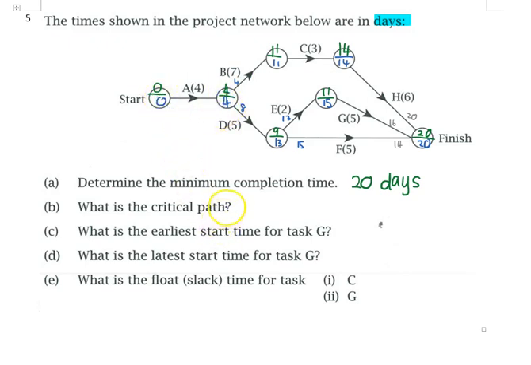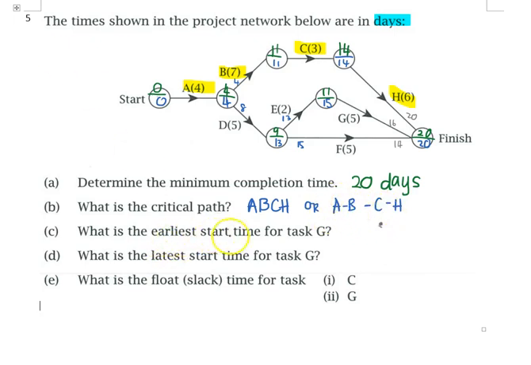Next one, what is the critical path over here? The critical path is when EST and LST give you the same value. So I'm going to have this path: A, then 11 is B, 14 is C, and 20 is from H over here. Therefore, my critical path is A, B, C, H. Or some students write A dash B dash C dash H. Both are acceptable.